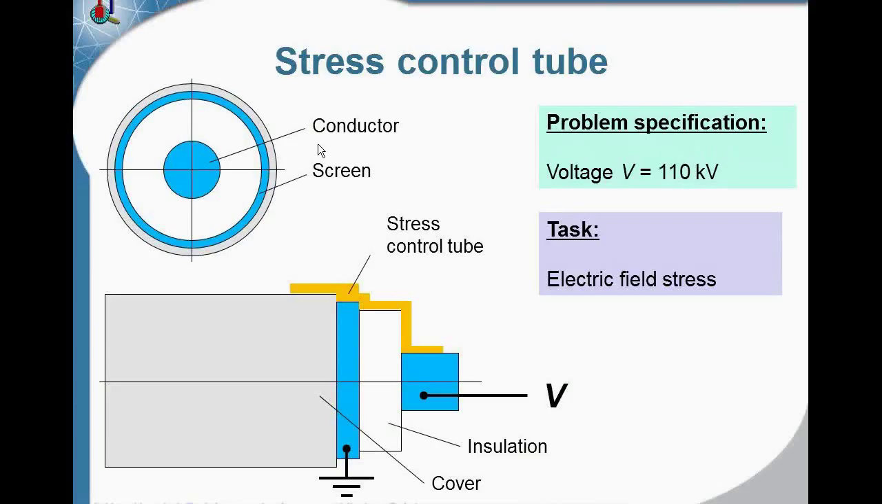Another problem with the electric field stress distribution is the case when you terminate the cable. Normally, the electric field stress is distributed inside the insulation. But when you terminate the cable to connect it to terminals, you remove the cover, you remove the screen, you remove the insulation and connect the cable to the terminals. And in this place, high electric field stress occurs.